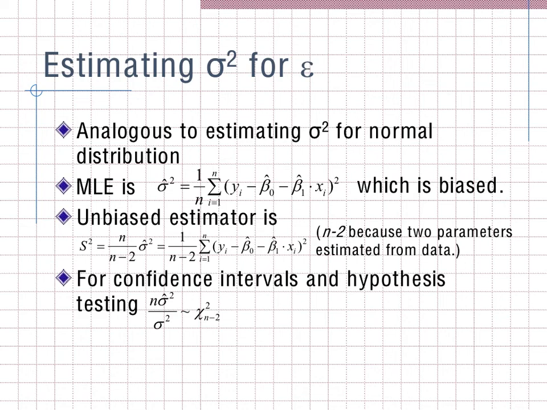We can even go further and develop confidence intervals for the sigma squared value. And in this case, we would start with the fact that the number of observations times our estimated value sigma squared, remember, note this is the MLE, not the unbiased estimator, divided by the true value sigma squared has a chi-squared distribution with n minus 2 degrees of freedom.